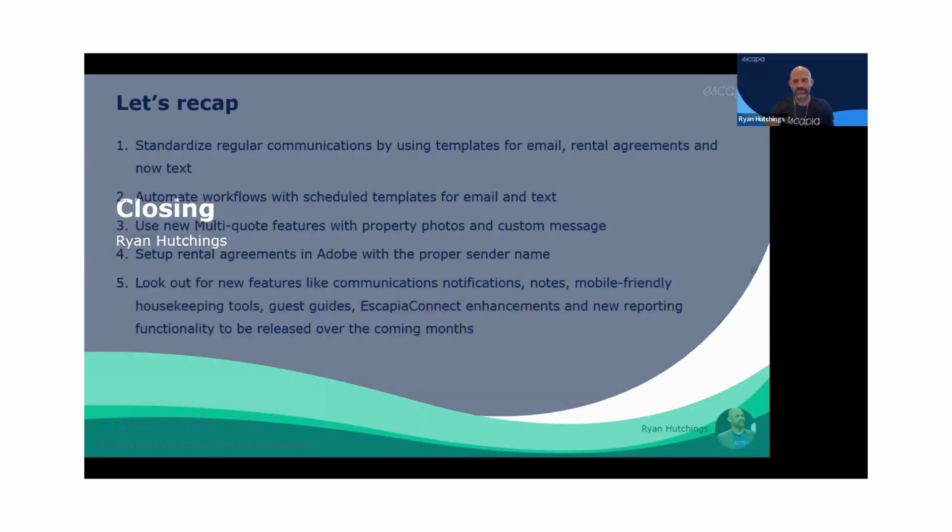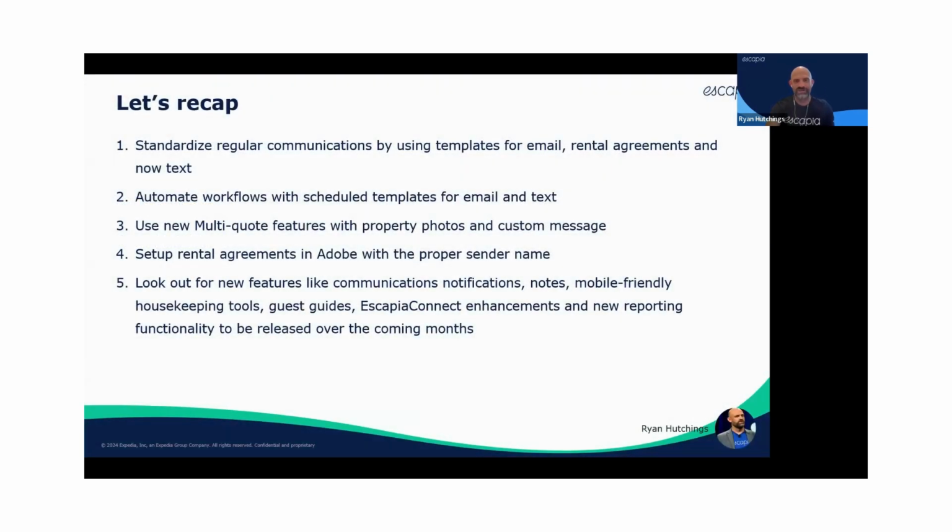And in closing, I wanted to recap because we talked about a lot of things today. As I mentioned, we'll be sharing the recording of this whole session with you soon. But let's recap some of the big points. First and foremost, standardize regular communications by using templates for email, rental agreements, and now texting, like Caitlin talked about. Number two is automate your workflows with scheduled templates for email and text. You can use the new multi-quote feature, which you can send to your potential travelers with now property photos and a custom message, which will be much appreciated by those travelers looking for options.